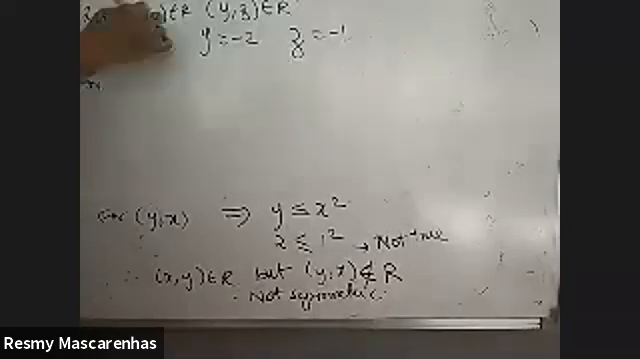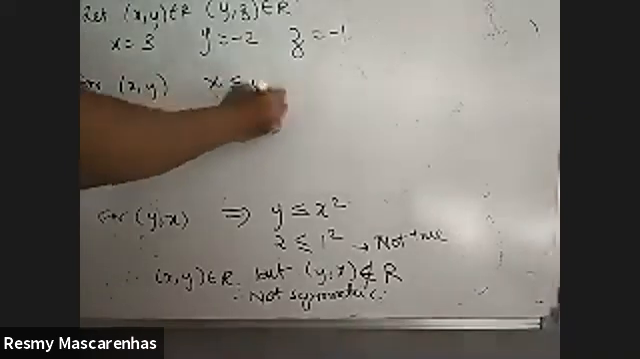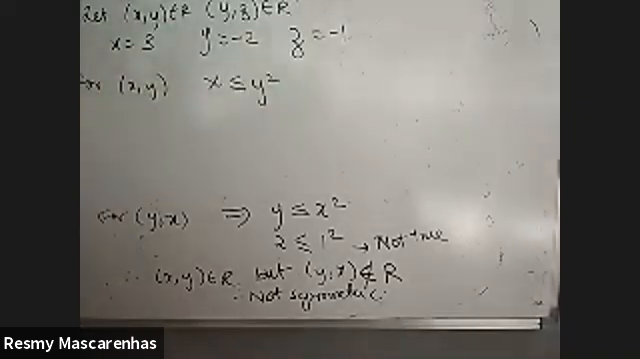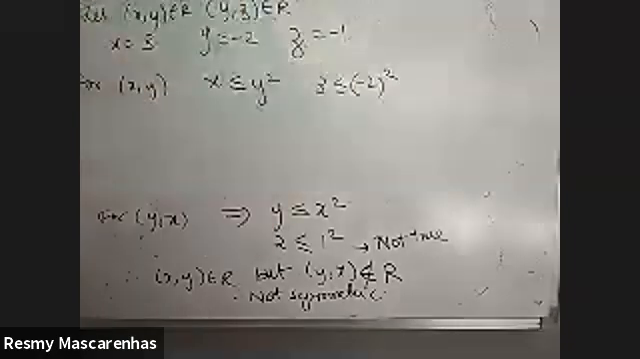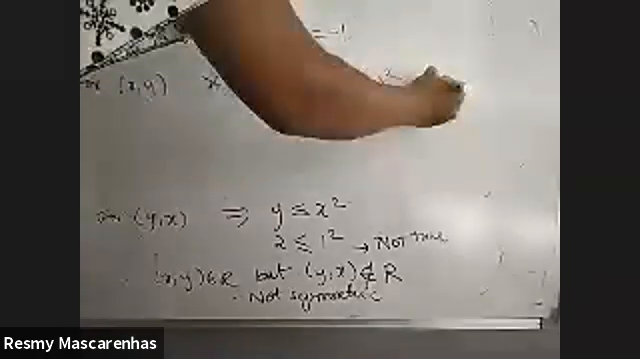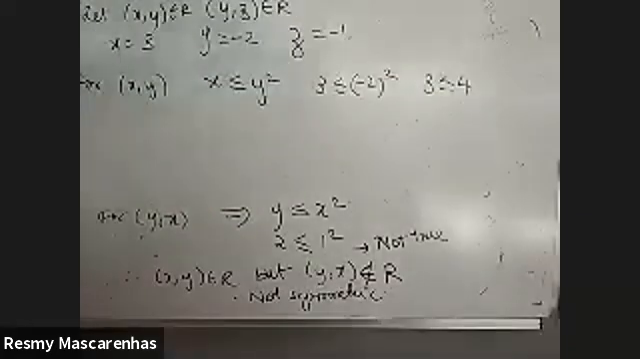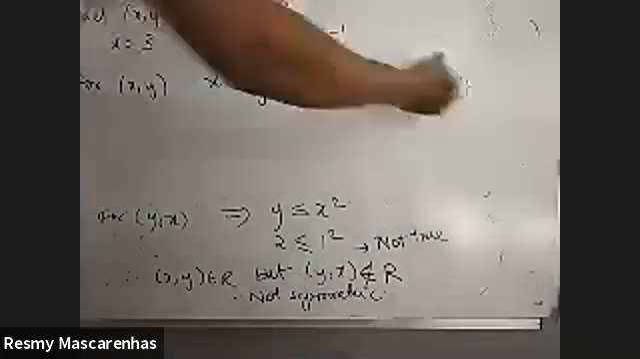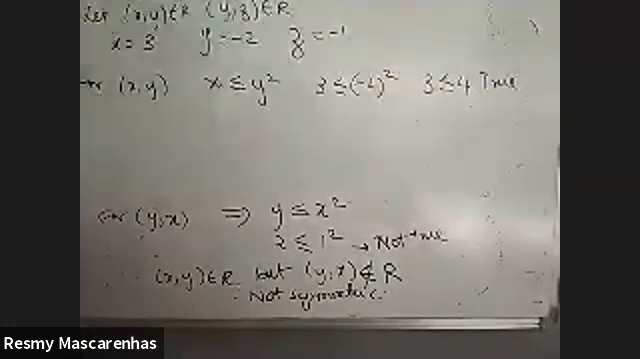Now we'll try for the first one, for x comma y. What will be the formula? X is less than y square. So just put the values. 3 is less than, -2 the whole square will be +4. So it is true. Okay. First 2 should be true. The third one should not be true.